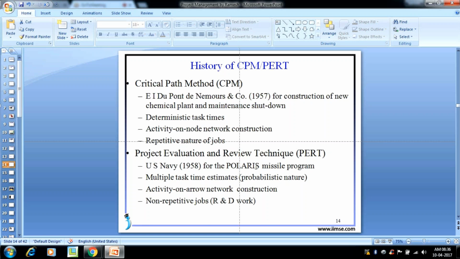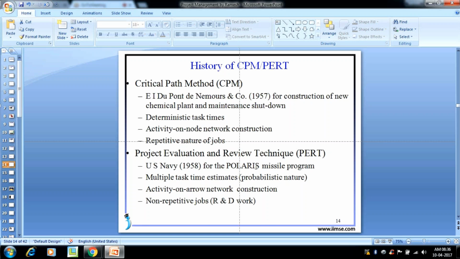Next is the project evaluation and review technique. This was invented in 1958 for the US Navy for the Polaris missile program. It uses multiple task time estimation and is probabilistic in nature. That means we cannot say exactly how much duration it will take or how much cost we should spend; all estimates are pessimistic and optimistic. It follows activity on arrow network construction and suits non-repetitive jobs like R&D. If you do a research work now, later we cannot do the same research, so we cannot say the exact duration or cost.